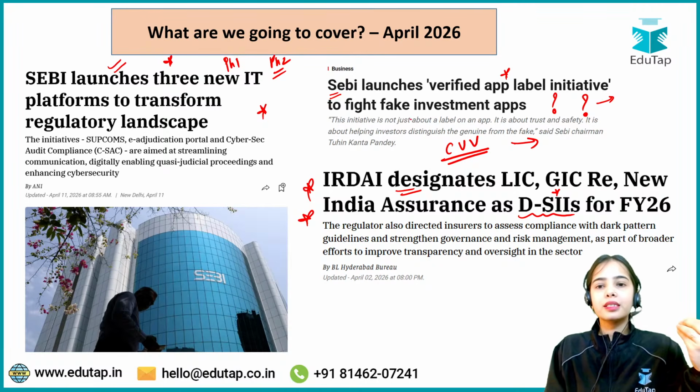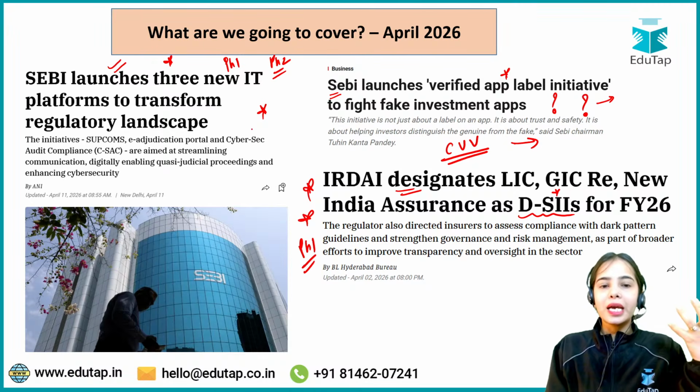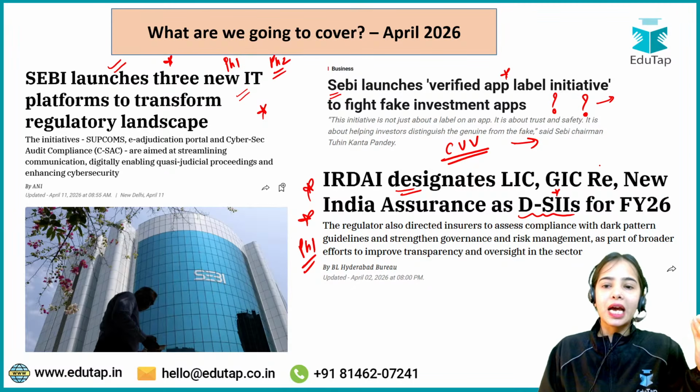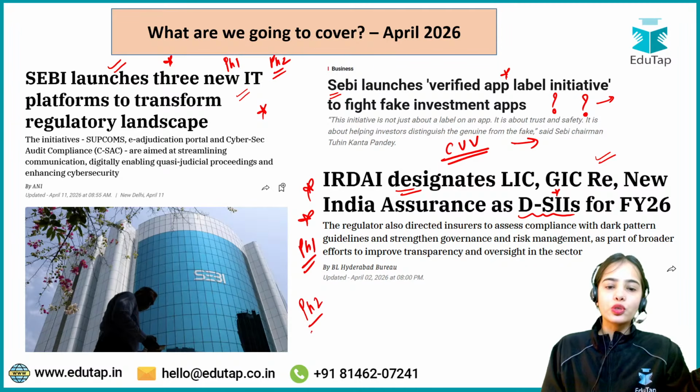All these articles are important from the Phase 1 perspective of the RBI Grade B examination, as well as the three new IT platforms and the domestic systemically important insurers. This article is also important from the Phase 2 objective perspective.